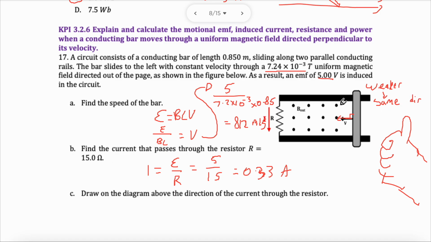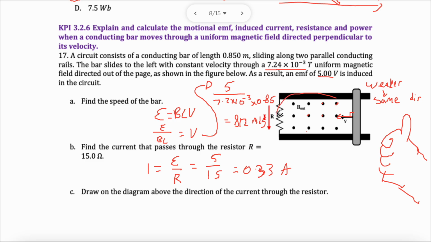That means the field induced will be out of the page. And if I point my thumb towards me out of the page, I can see my fingers are curling to the left, clockwise. It's going like this. So it's going to go down through the resistor and up through the bar. So we've drawn the direction of the current, and the arrow was actually there this whole time. I just noticed that.